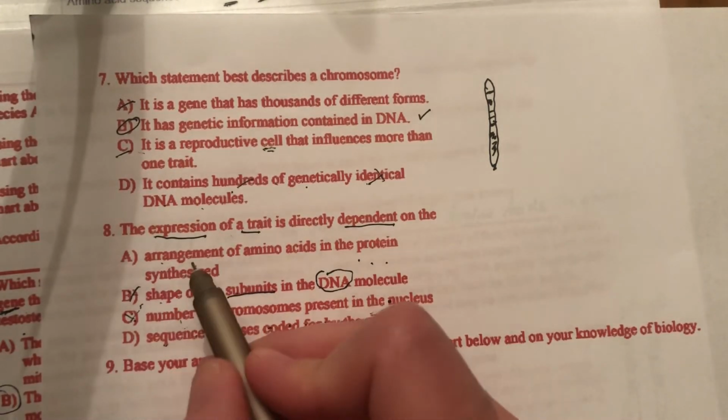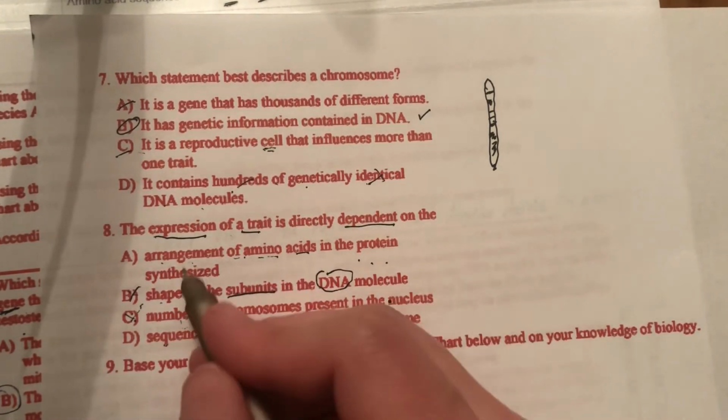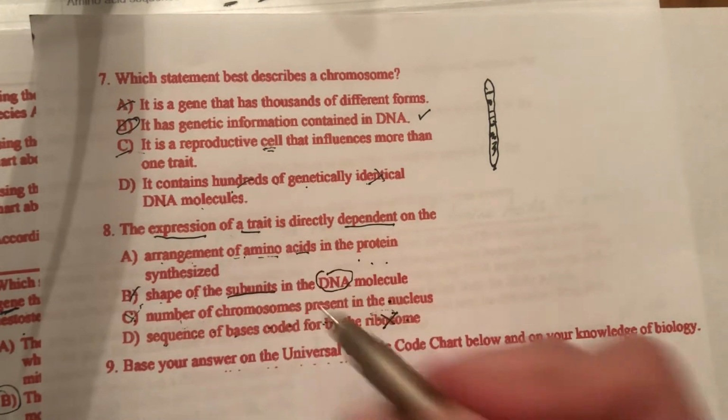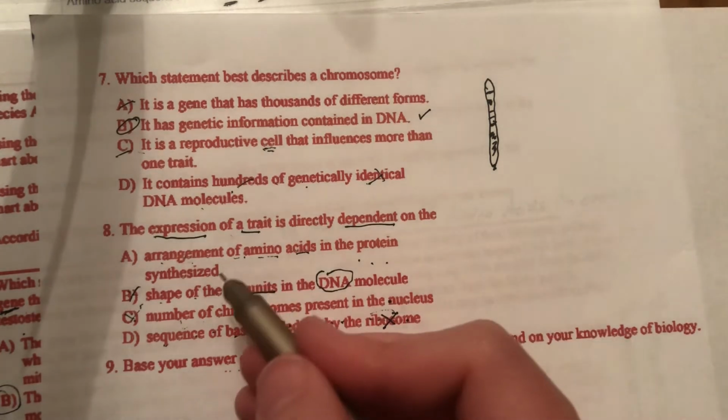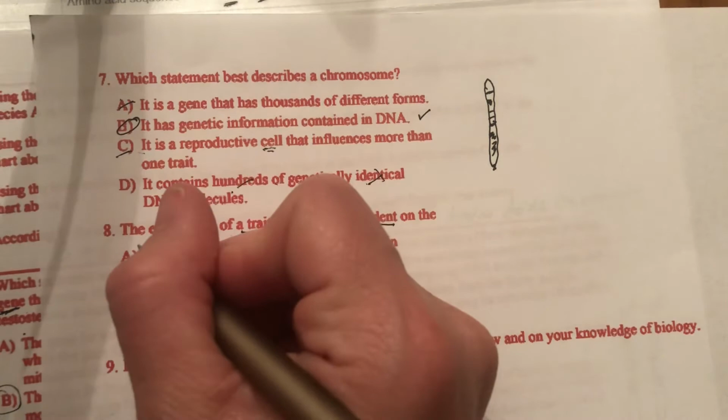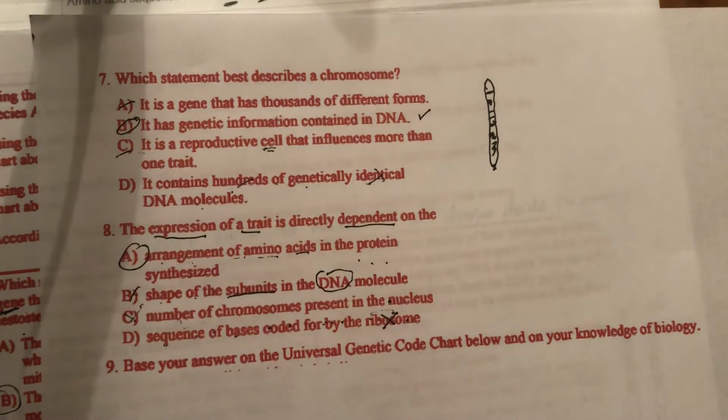Okay, the arrangement of amino acids. What order are the amino acids in? That is what's going to determine what trait you have. The DNA determines the amino acids. The ribosome just puts them together. The answer is A. Let's go down to number 9.